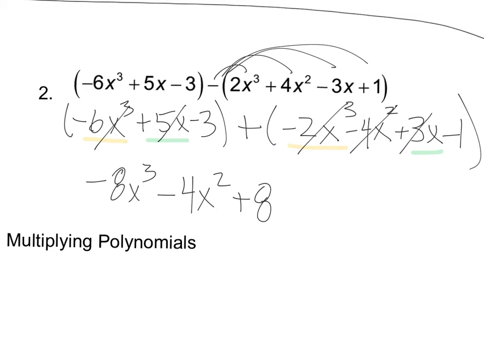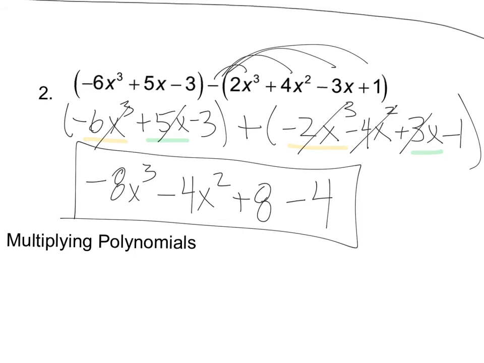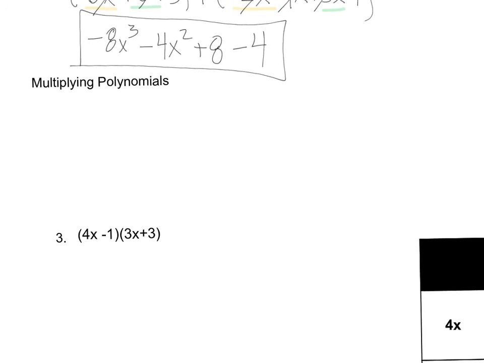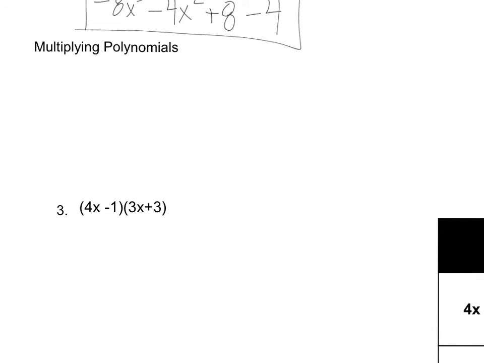Cross those off, and then I have constants left. Negative 1 plus negative 3 gives us negative 4, and that is just adding and subtracting polynomials. Now in terms of multiplying polynomials, this is when we get into a binomial.